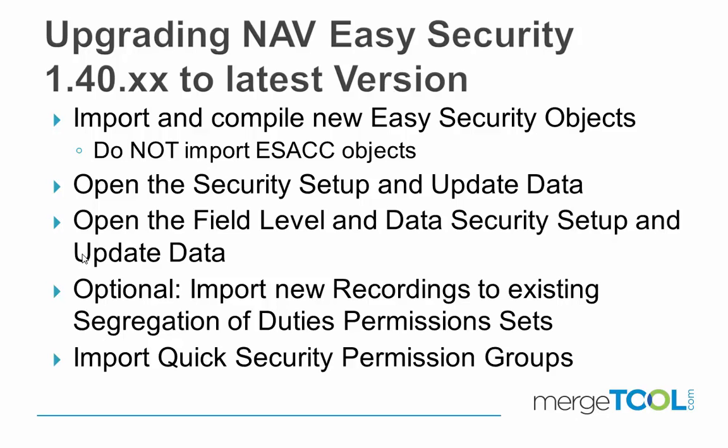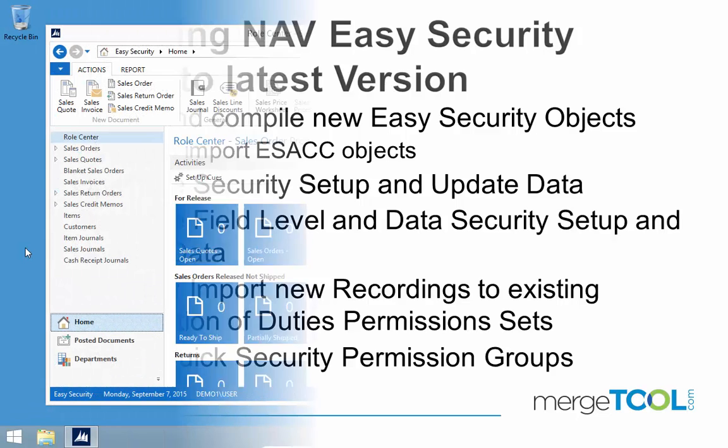You want to open up the security setup and run the update data process. It's under Advanced. You want to do the same for field level and data security to run the update process. You can import new recordings with the new Add New Recording function as you're actually importing. That can upgrade the existing permission sets we ship with the new recording matching the latest version in here. And then at the end, you can import the quick security groups so you get the new features fully working that way.